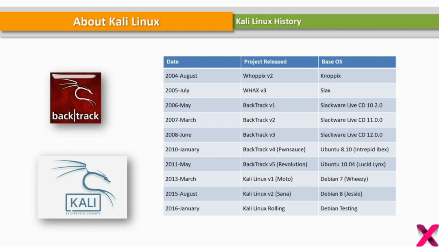So the first version, 1.0.0 or moto, was released back in March of 2013. With version 2019.4 in November 2019, the default user interface was switched from GNOME to XFCE, with GNOME still available, but with version 2020.3 in August 2020, the default shell was switched from Bash to ZSH, with Bash remaining as an option. Okay, so you may know all that.